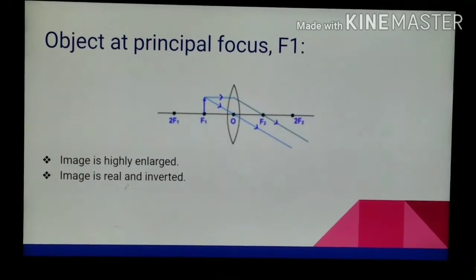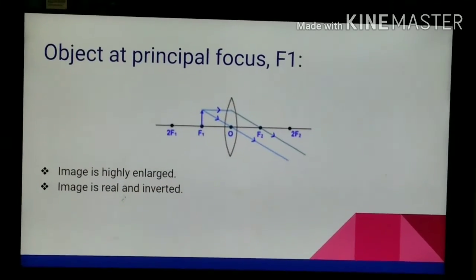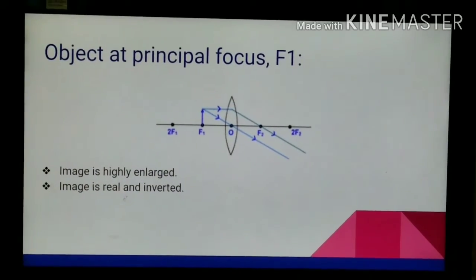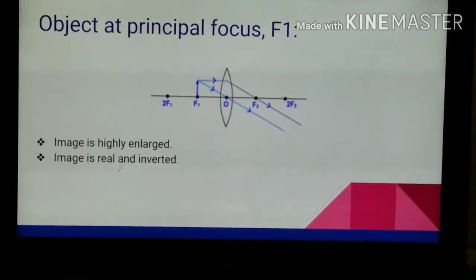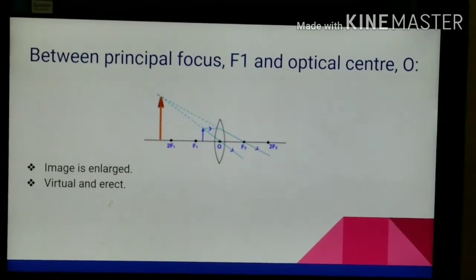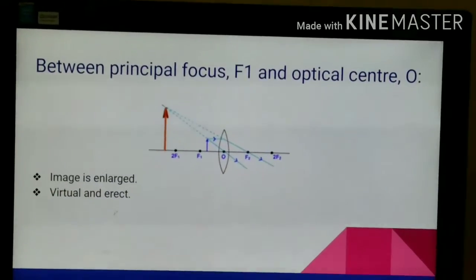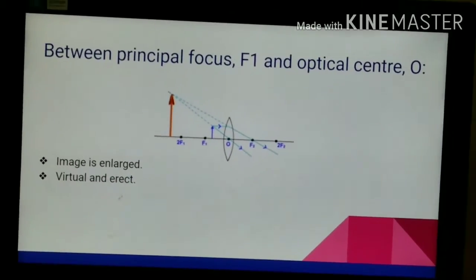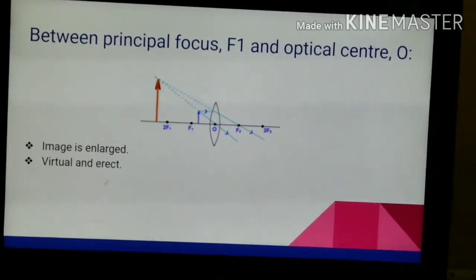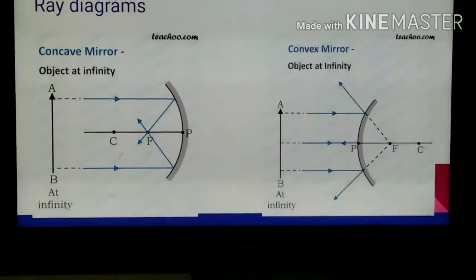Now let us see object at principal focus F1. The image is highly enlarged, real and inverted. Now let us see the object between principal focus F1 and optical center O. The properties of the image are that it is enlarged, virtual and erect.